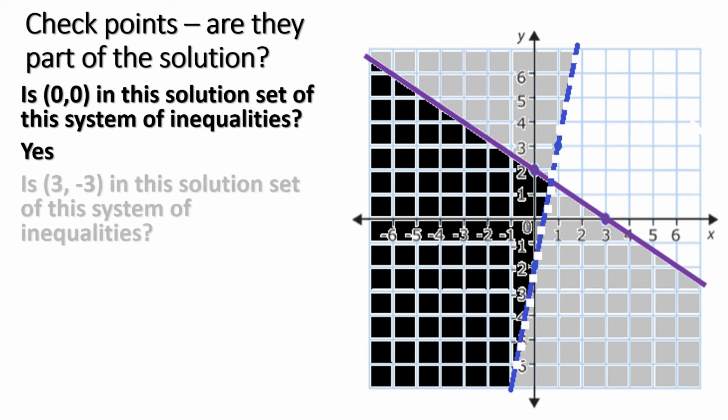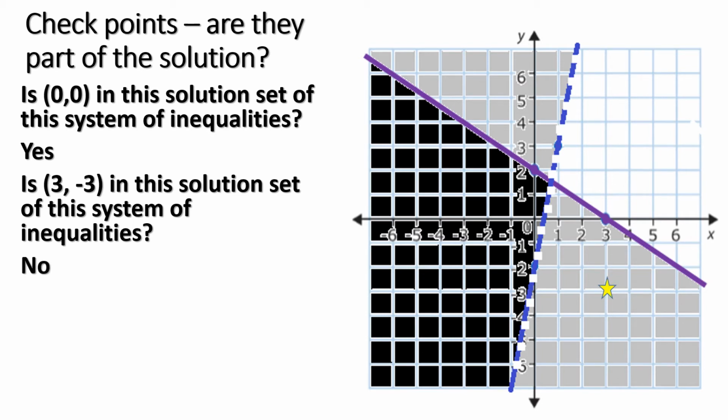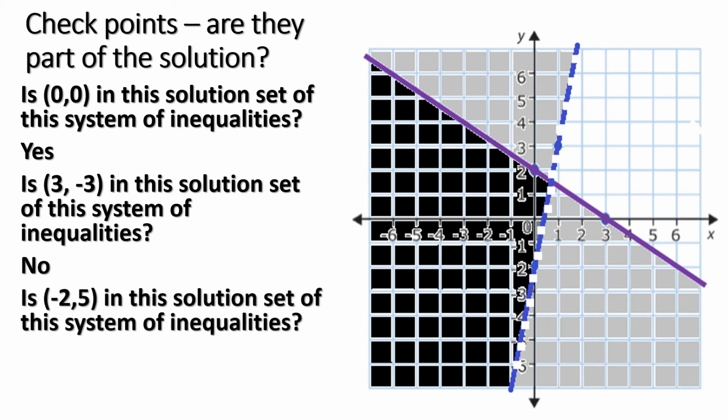How about 3, -3? 3, -3 appeared right there as your yellow star. No, that is not in our solution set. That is not in the dark shaded black region where our two inequalities overlapped. How about -2, 5? That appeared right there, your gold star. No, again, that is not in our solution. Our solution is just the area that is solid black shaded.